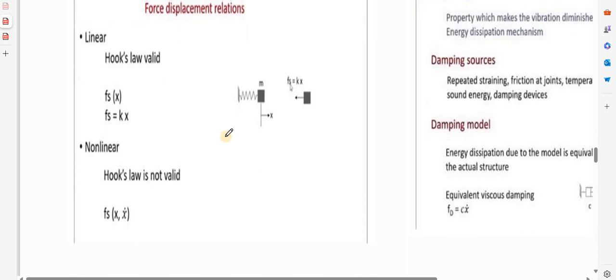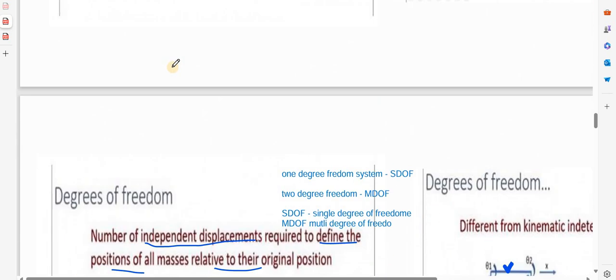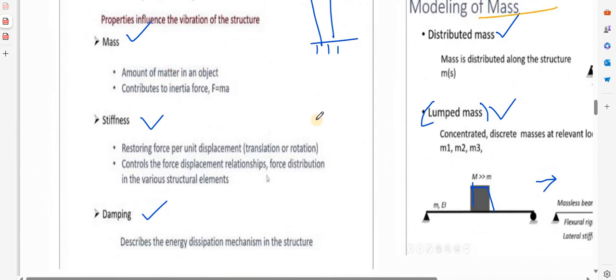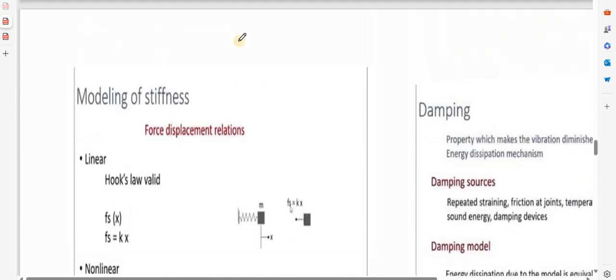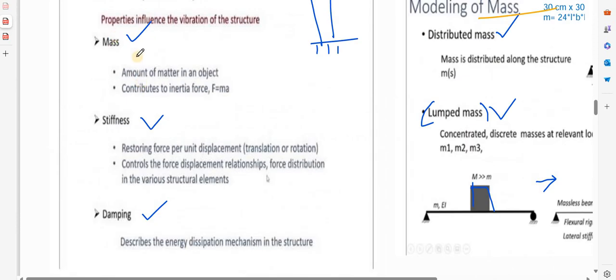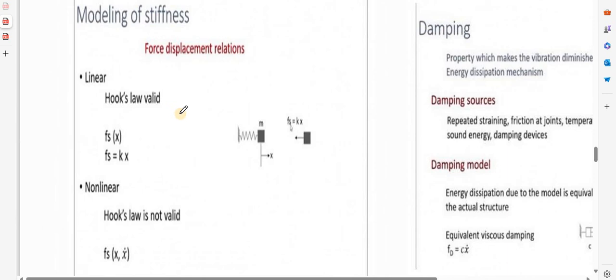Now let us look into the next case. The first model we started with is the modeling of mass. Then I went on to degrees of freedom. Now I am going to discuss stiffness. I think you all know what Hooke's law is. Hooke's law says stress is directly proportional to strain, or stress is equal to a constant into strain within the elastic limit, and that constant is known as Young's modulus. That is another form of Hooke's law.